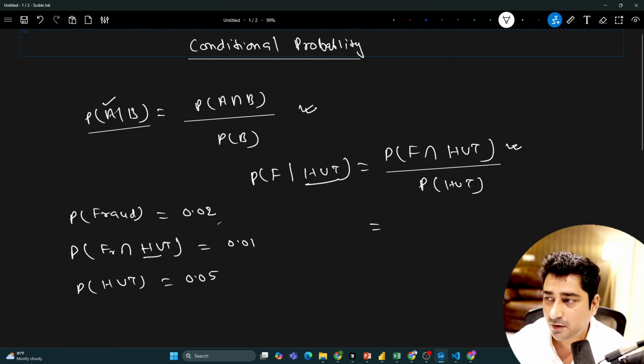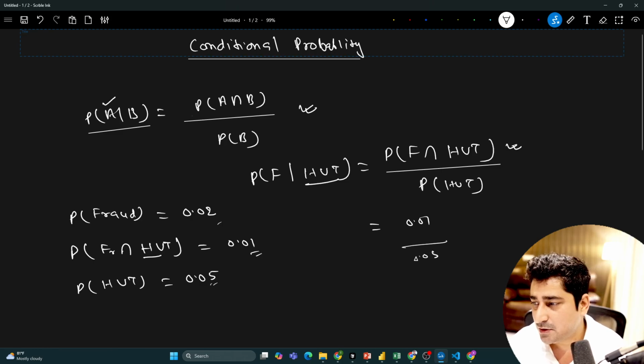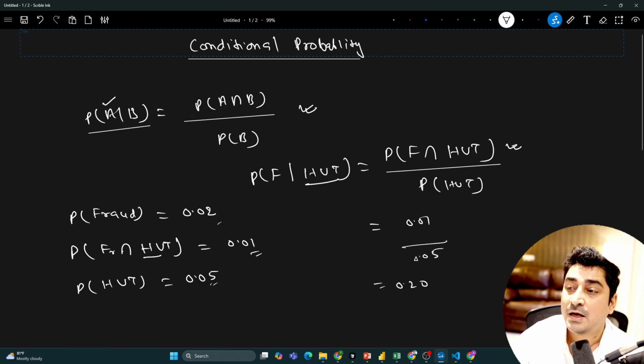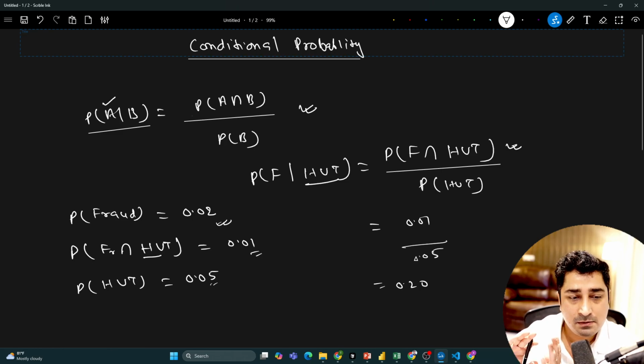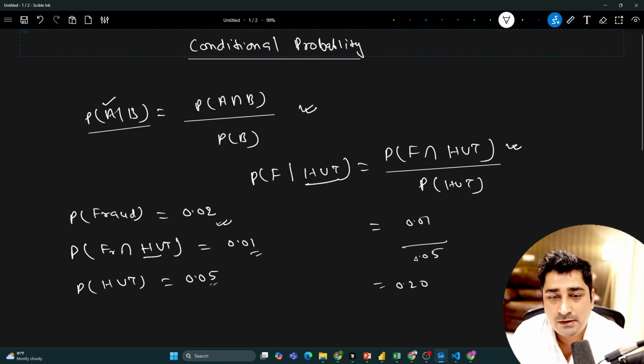The joint probability is 0.01, already given to me, and the probability of a high volume transaction is 0.05. So it's going to be 0.20. Technically, there is a 20% chance, based on this entire calculation, that if a high volume transaction has happened, then there will be a fraud. As simple as that.